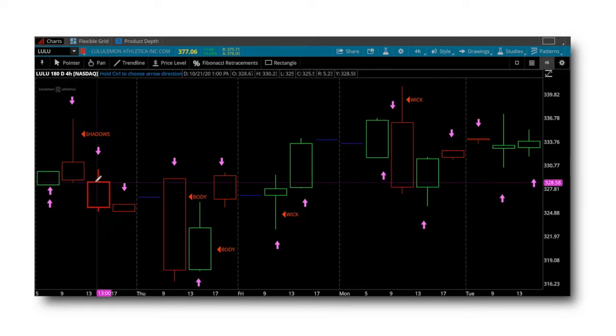Same thing here. This one pretty much opened at the same level that that one closed at, right? And it opened here, and then the buyers bought it up, but then the sellers came and sold it off, sold it off, sold it off way down to the bottom of this lower shadow. And then you see that buyers came and stepped in and bought it back to this level here, right?